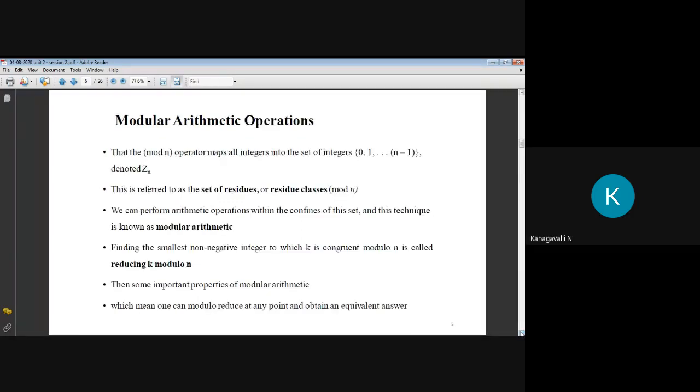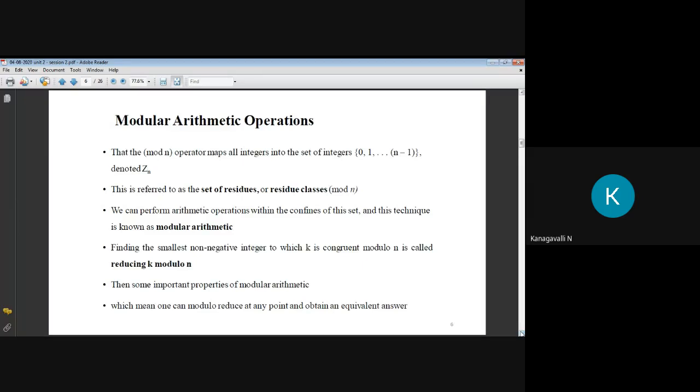Then this is a modular arithmetic operation. Generally, you know the arithmetic operators: addition, subtraction, and multiplication. Here are some rules. The mod n operator maps all integers into the set of integers 0 to n minus 1, denoted as Zn. In your sums, they are represented this way. If you are taking some input from your integers, you have to check whether your input is present in your set or not. In this part of arithmetic, you can do that.